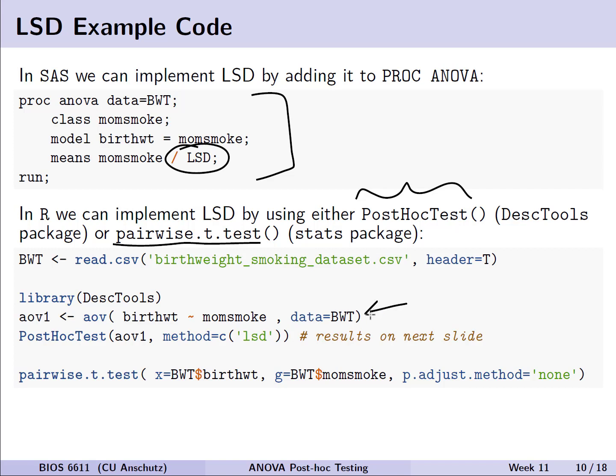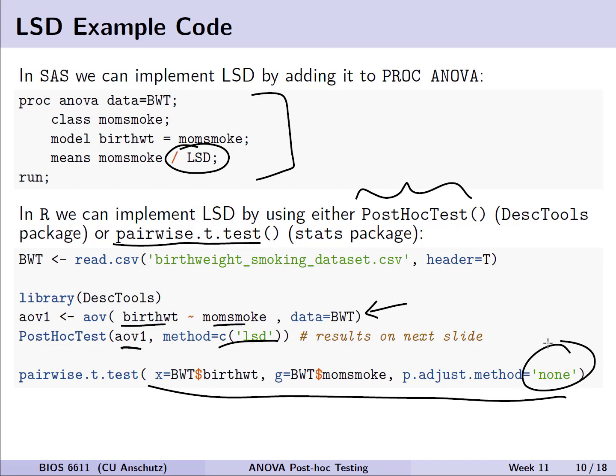Here we see that we do need to fit the one-way ANOVA in a slightly different way than before, just to play nicely with the post-hoc test function from DescTools. So here we use the aov function, and we fit it in a similar way with our outcome of birth weight predicted by the groups for mother smoking status in that first trimester. We'll see the results for this post-hoc test on the next slide, but we just feed it whatever object we've stored the ANOVA results in, and then we specify the method we are interested in using for our comparisons, in this case, the least significant difference, or LSD. We could also note a comparison using the pairwise.t.test function, which will automatically make the comparison by specifying the birth weight, the group variable, and the adjustment method, which in this case will be equal to none.